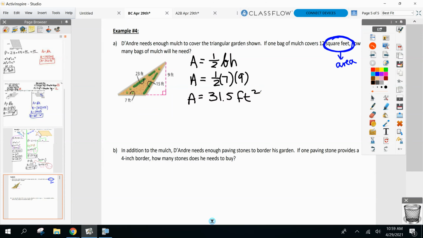Multiply or divide? Multiply or divide here? Divide, divide, divide. Divide by 12.